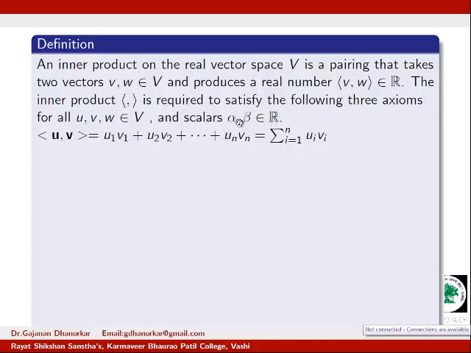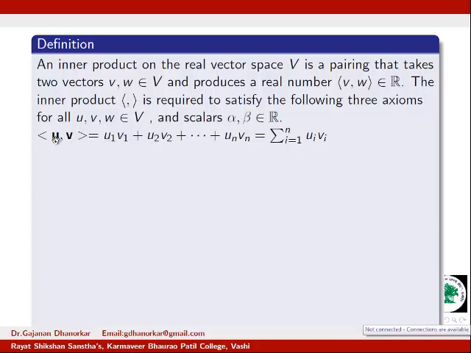Scalars means these are real numbers from this R, because this is a real vector space, therefore the field is R. Therefore alpha and beta, we are taking elements from this R. And what is our dot product? This is called the inner product. Henceforth I am reading this as inner product.